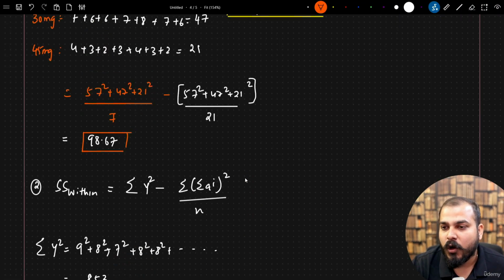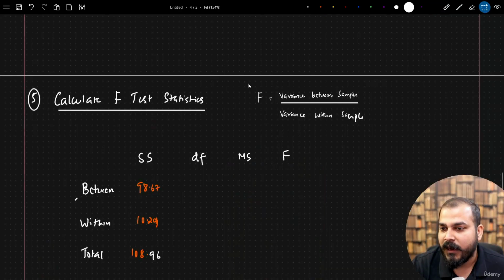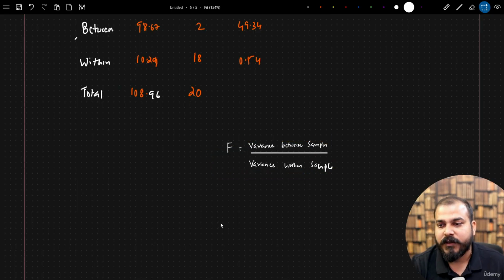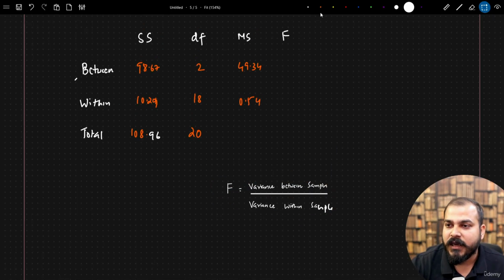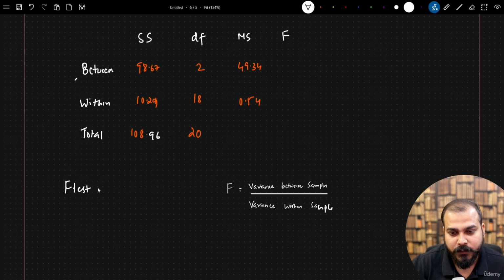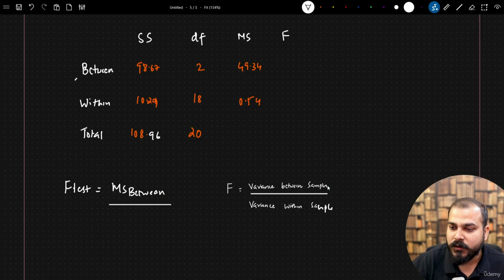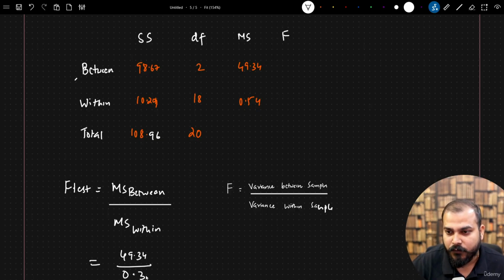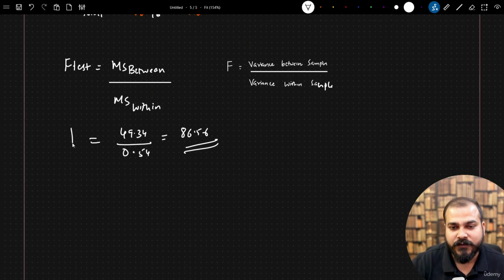Finally, the F test. F test is variance between the sample over variance within samples. We take MS between, which is equivalent to variance between the samples, and MS within, which is equivalent to variance within samples. So when you divide 49.34 by 0.54, you specifically get 86.56. So finally, this is my F test value.